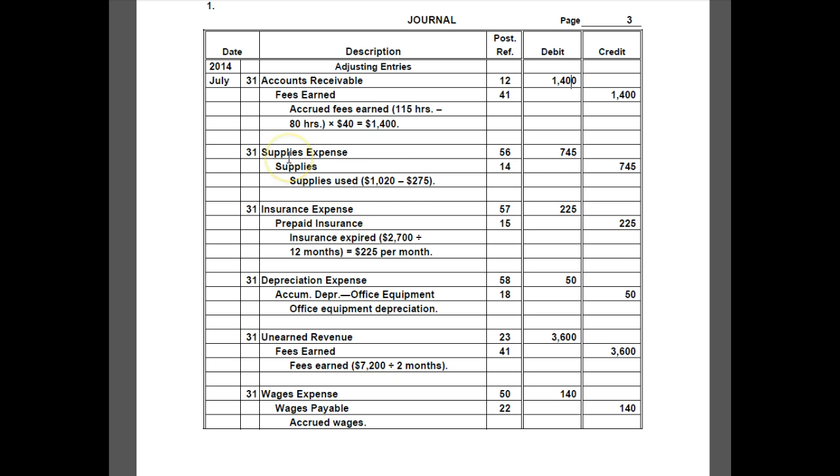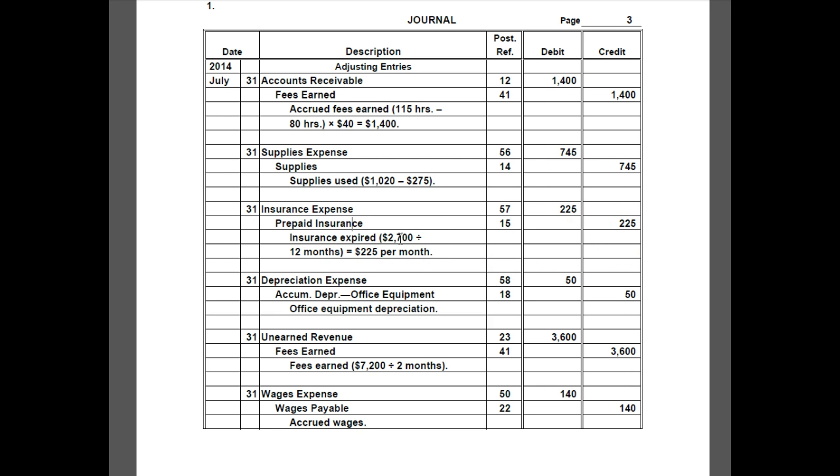The next one is a typical one. They've gone out and they've counted their supplies. If you remember, their original amount was $1,020. Well, gosh, all they have left is $275. Now, if you subtract that from the original, you'll find out that they have used $745 worth of supplies, and that needs to be recorded.